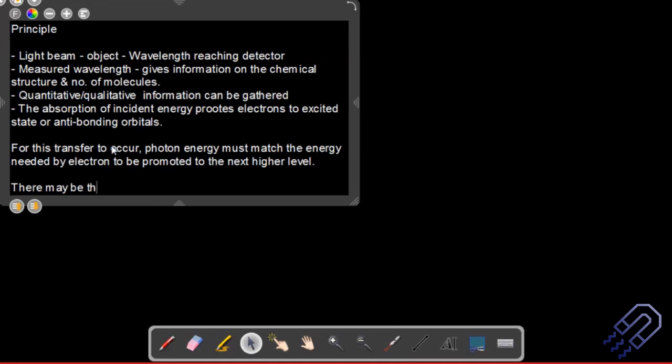Basically, we can say there may be three types. Generally, for any kind of material, if you are allowing UV, IR or visible light to fall on the sample, there will be three types of ground state orbital.